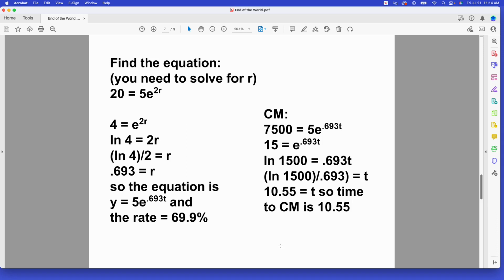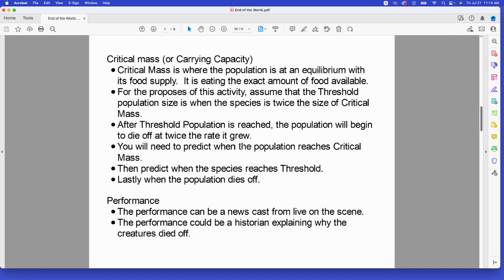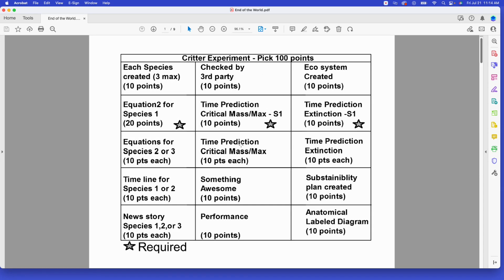And I think this particular population, I forget what I called it, but it ate red sneakers. And that was just something weird to get the students' attention. So going back to the rubric, when you design these rubrics, these points are all or nothing. This is the way I did all my high school projects. The points were all or nothing.